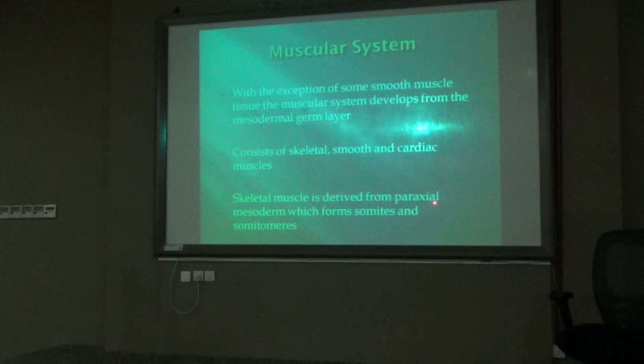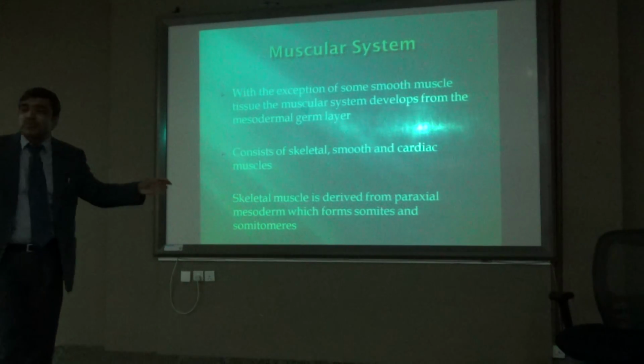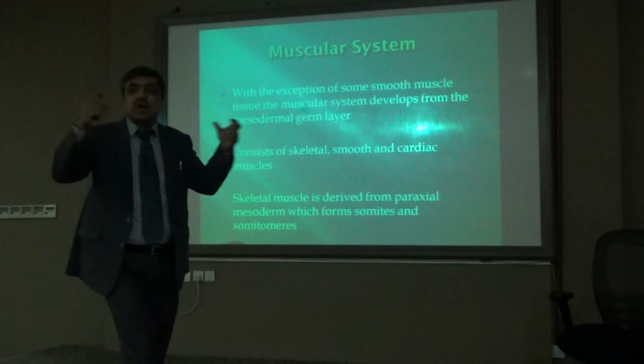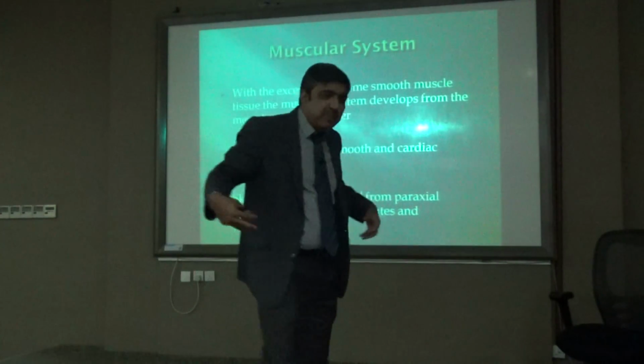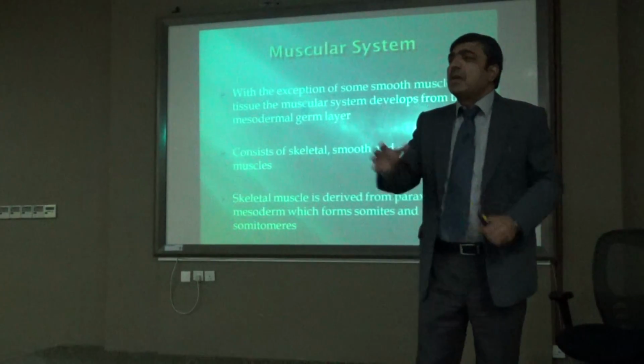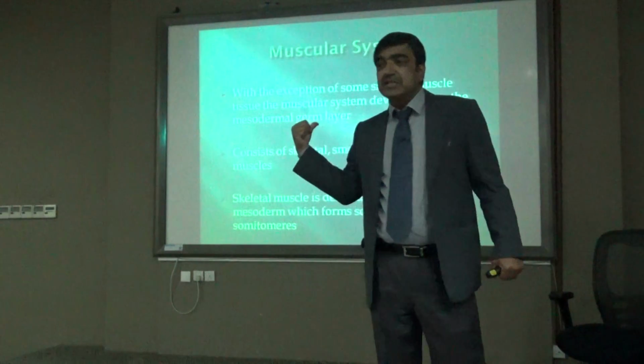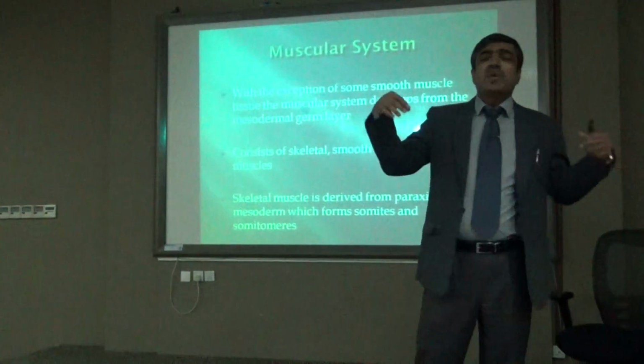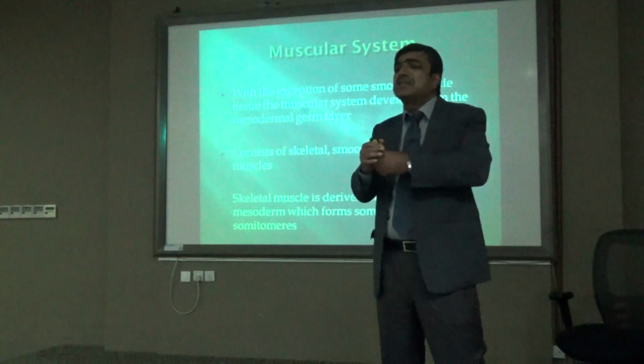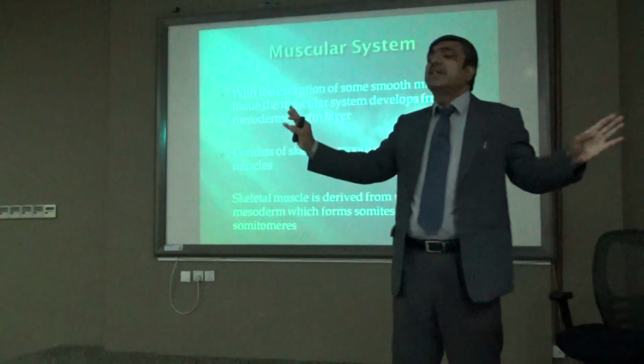Skeletal muscle is derived from paraxial mesoderm, which forms somites and somatomeres. You know about this, okay? Somite and somatomeres, they are the same structures. Somatomeres are smaller than the normal somites, which contribute in the formation of the vertebral column. As I told you earlier, there are more somites than the vertebral column, isn't it? So some somites degenerate, some somites only contribute in the formation of the muscles, some somites don't do anything at all.